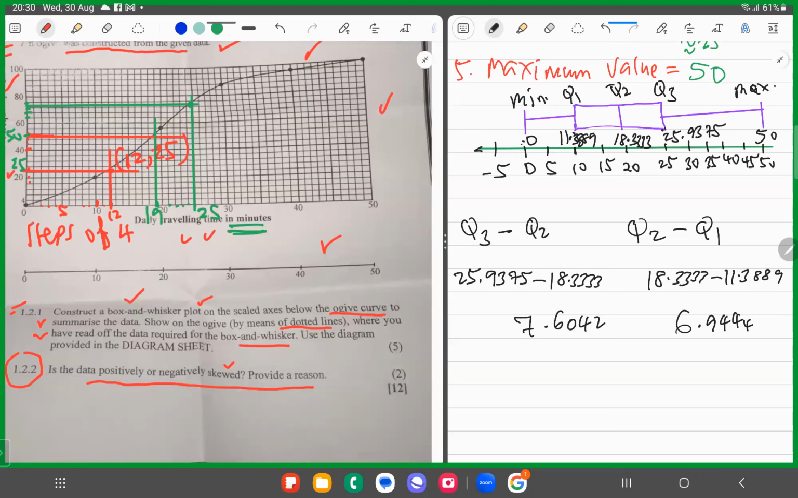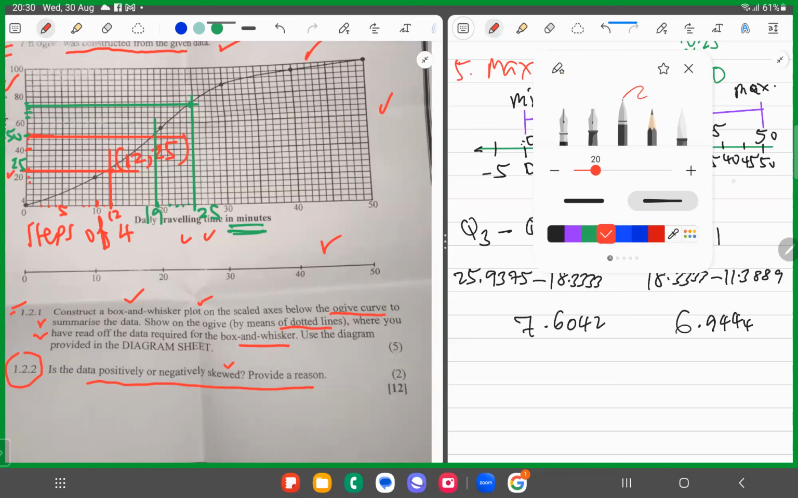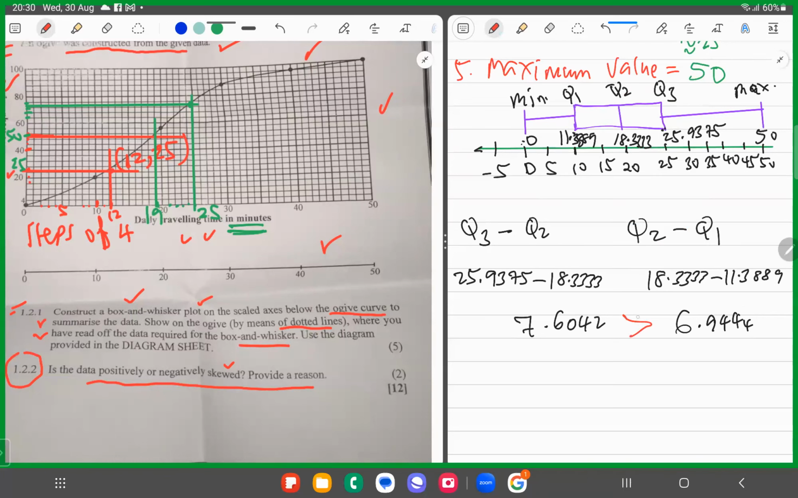So in view of this difference, you're able to see, therefore, that this one is bigger. Use a red color. You're able to see that. So now we are doing which question? We're doing 1.2.2. We're able to see that this is bigger like this.